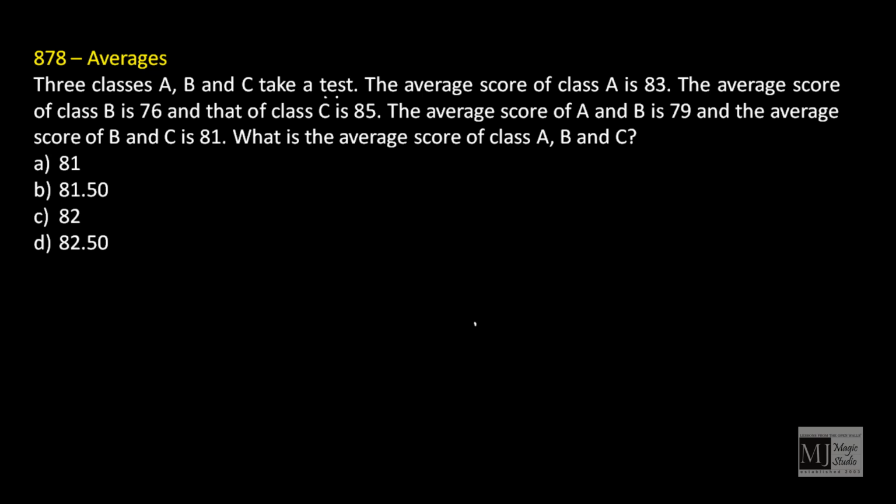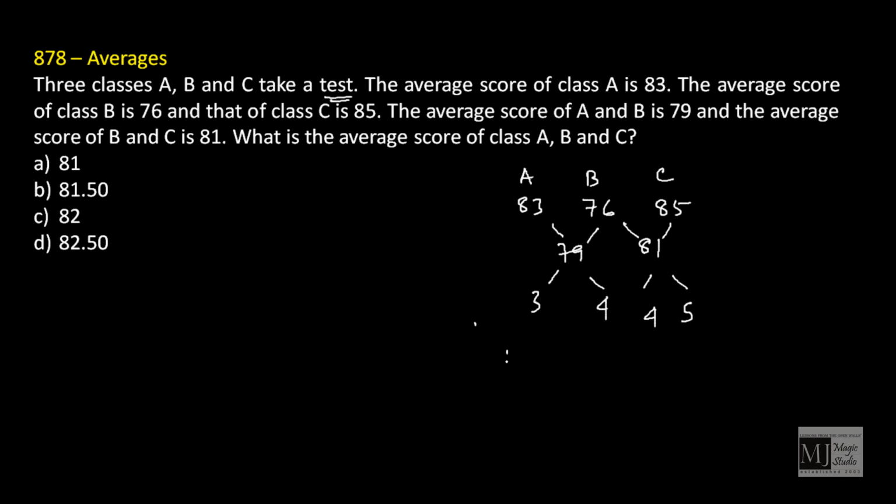Three classes A, B, C take a test. The average score of A is 83, B is 76, C is 85. The average of A and B is 79, we can find the ratio, that is 3:4, and the average of B and C is 81, so here it would be 4:5. Therefore, A is to B is to C, the number of students ratio, is 3:4:5.